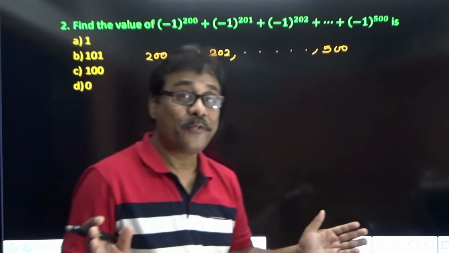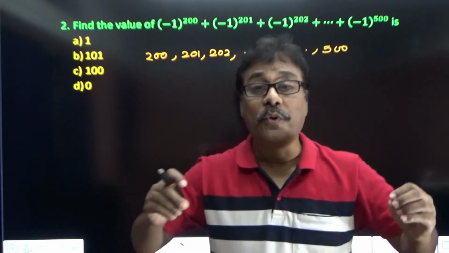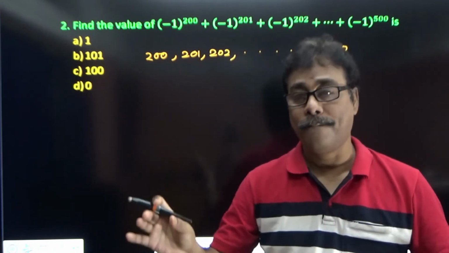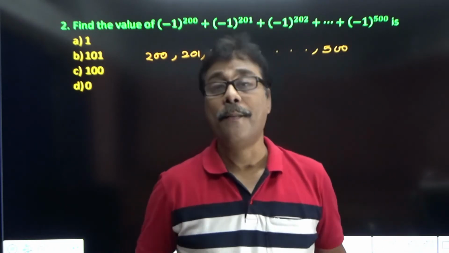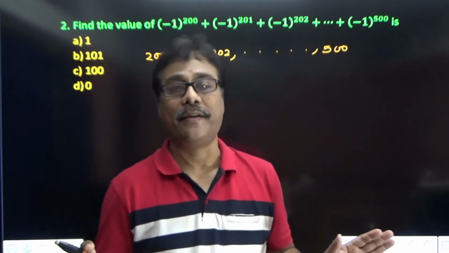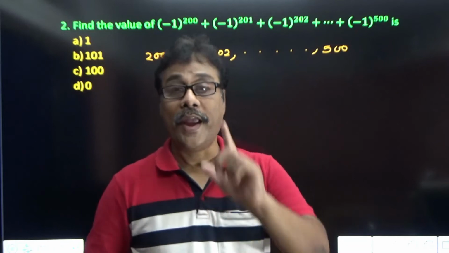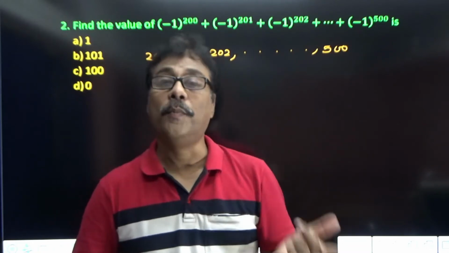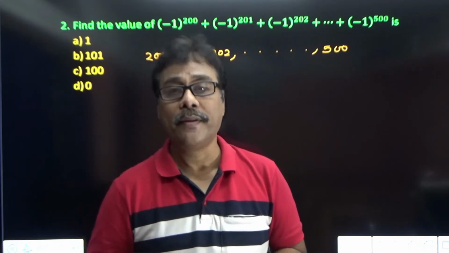So how many pairs are we going to get, students? 300 by 2, that is 150. So we will get 150 pairs of minus 1 plus 1, minus 1 plus 1. All those will give me 0 except one term. One term will be left. Now the question is, which term will be left?